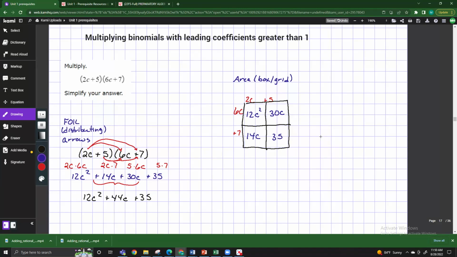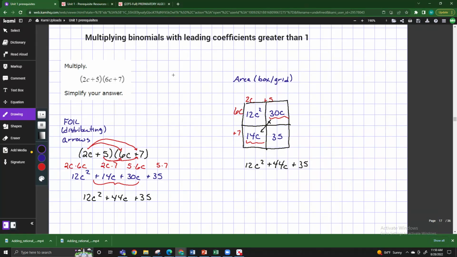Now, you still have to combine like terms. They will be in the boxes, generally in a diagonal, but look for the ones that match. When I'm looking for the ones that match, I have these ones and this one. Then I'm going to write my terms in order, starting with the one with the highest exponent going to the one with no exponent. So I have 12c squared. I'm adding these two together, so it's 44c, and then I have my last one, plus 35.